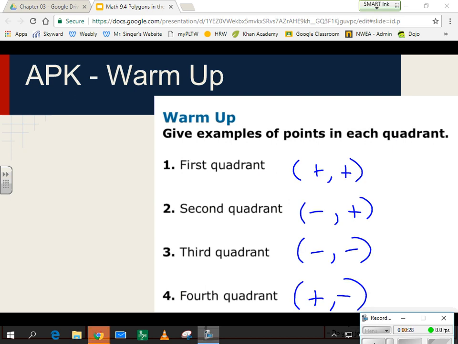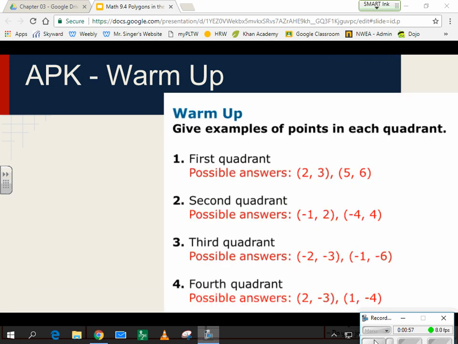So you could have had any numbers put in here for these ordered pairs, but this is how it should have been labeled. The x and y would be positive for the first quadrant, so 3 and 7. The second quadrant had to be a negative and a plus, so like negative 2, 5. Third quadrant are both negative, so negative 2, negative 6. And for 4, it'd be positive and negative, so like 5 and then a negative. So as long as you had those, you did well. So here are a couple examples you could have based on using that same pattern.